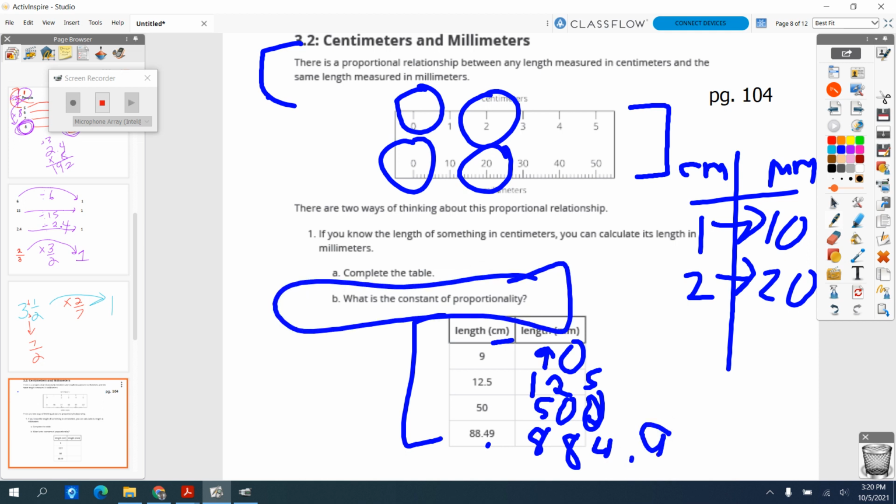And then it says, what is the constant of proportionality? So that's just, what are you multiplying the centimeters by to get to the millimeters? Well, you're multiplying by 10. So you don't write times 10. You could just literally write 10. That's the constant of proportionality. Okay?